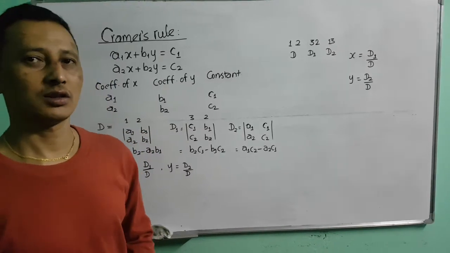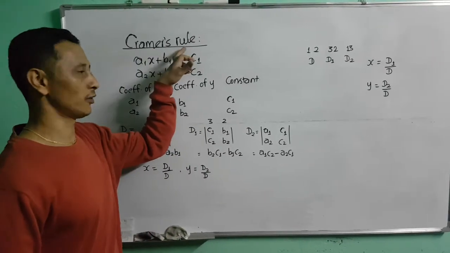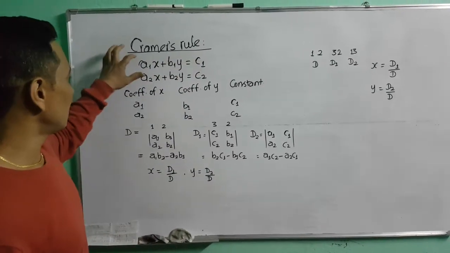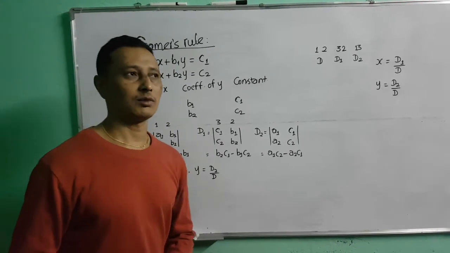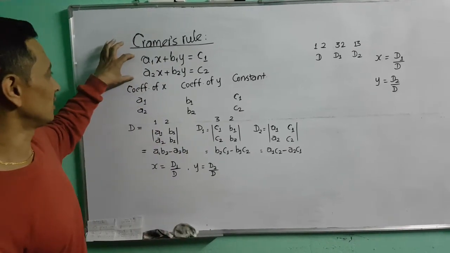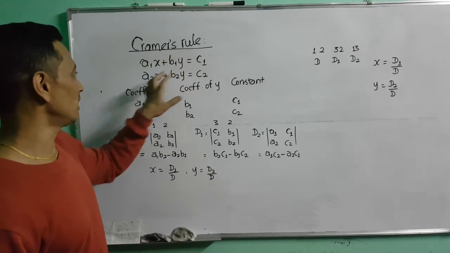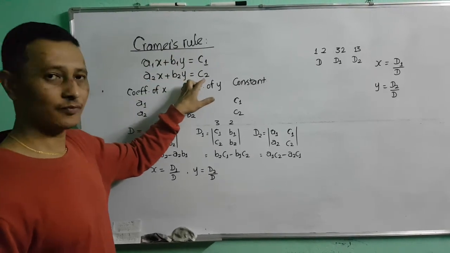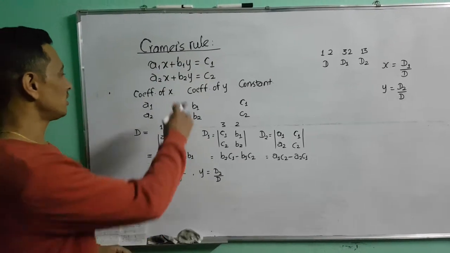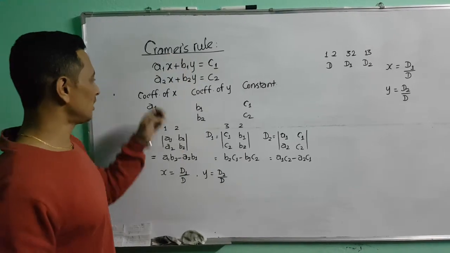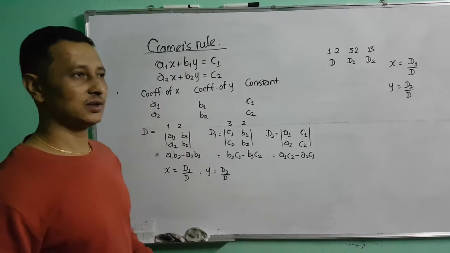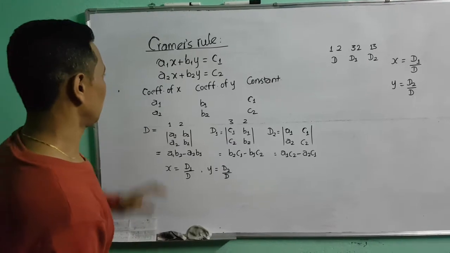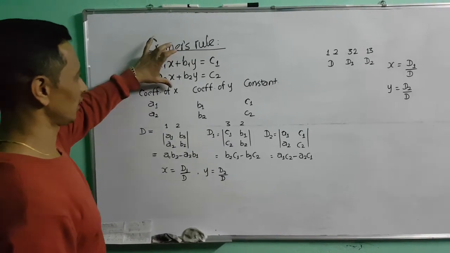Today we are going to talk about Cramer's rule. Cramer's rule is used to solve linear equations like this: a1x + b1y = c1, a2x + b2y = c2. And this is the rule for solving linear equations using determinants. Okay, here you can see two linear equations.